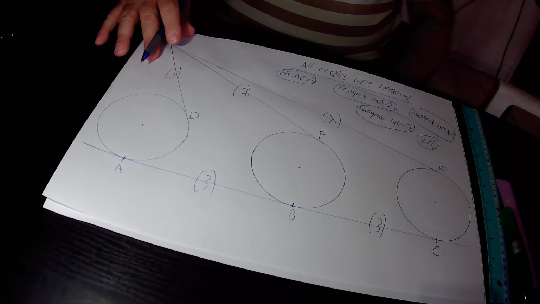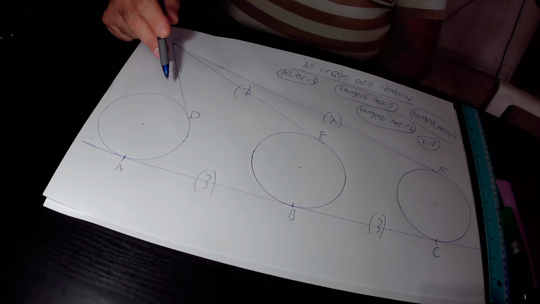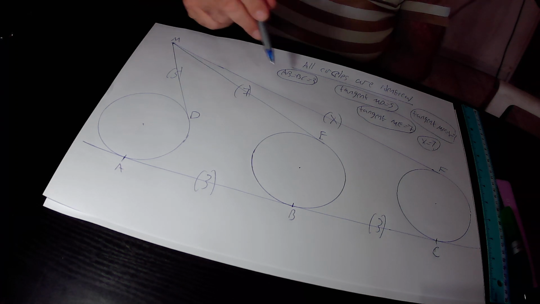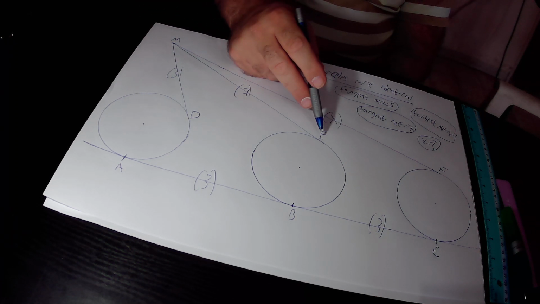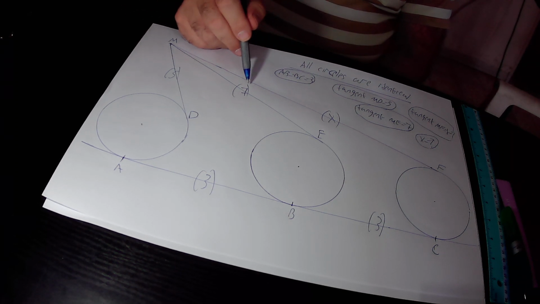From this common start point M, we have tangent MD that is tangent to this circle at point D, and the length of tangent MD is 5 units. In addition, we also have tangent ME that is tangent to this middle circle at point E here, and the length of tangent ME is 7 units.